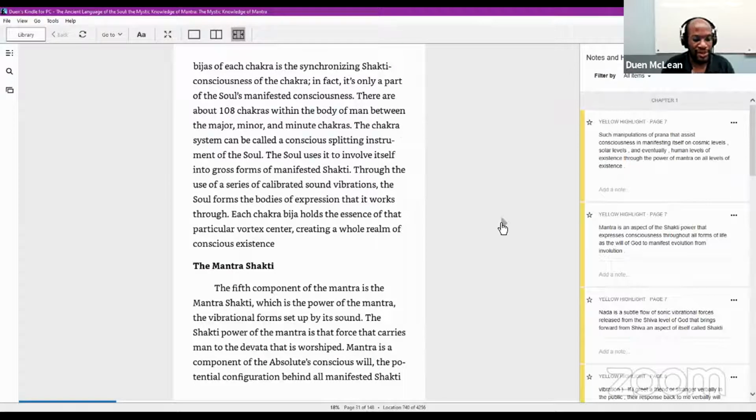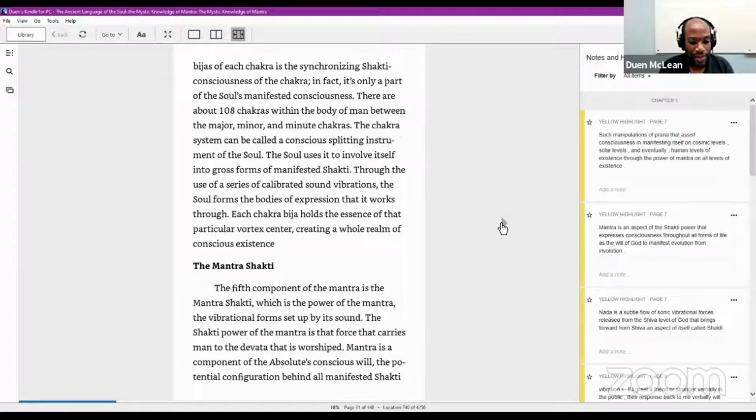The mantra Shakti. The fifth component of the mantra is the mantra Shakti, which is the power of the mantra, the vibrational forms set up by its sound. The Shakti power is the mantra. So the Shakti power of the mantra is that force that carries man to the Devata that is worshipped. Mantra is a component of the Absolute's conscious will.